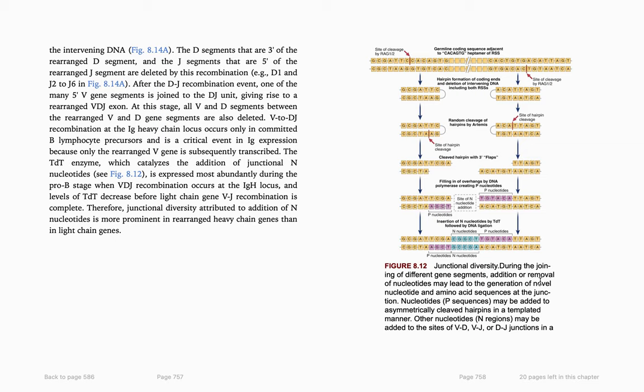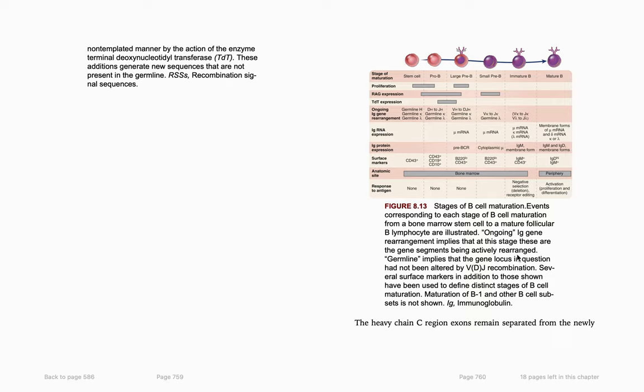This is junctional diversity during the joining of different gene segments. Addition or removal of nucleotides may lead to the generation of novel nucleotide and amino acid sequences at the junction. P nucleotide sequences may be added to asymmetrically cleaved hairpins in a templated manner. Other nucleotides, N regions, may be added. This is the site of cleavage, the cleaved ends, then the site of hairpins. They combine, and then you get something new. This is the non-templated action of the enzyme terminal deoxynucleotidyl transferase. These additions generate new sequences that are not present in the germline RSS, the recombination signal sequence.